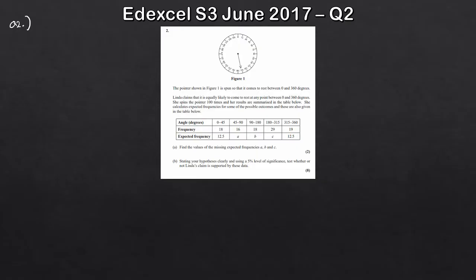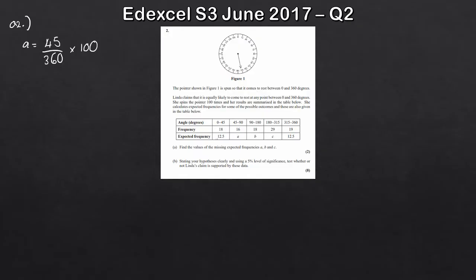Well, you've got to think about how this question will actually work. For the expected frequency A, if it's equally likely to land on any of the points between 0 and 360 degrees, and because she spins it 100 times, what we'd expect is 45 possible values, 0 to 45. So that's 45 out of 360. But she spins it 100 times, right? So it's going to be 45 divided by 360 times 100.